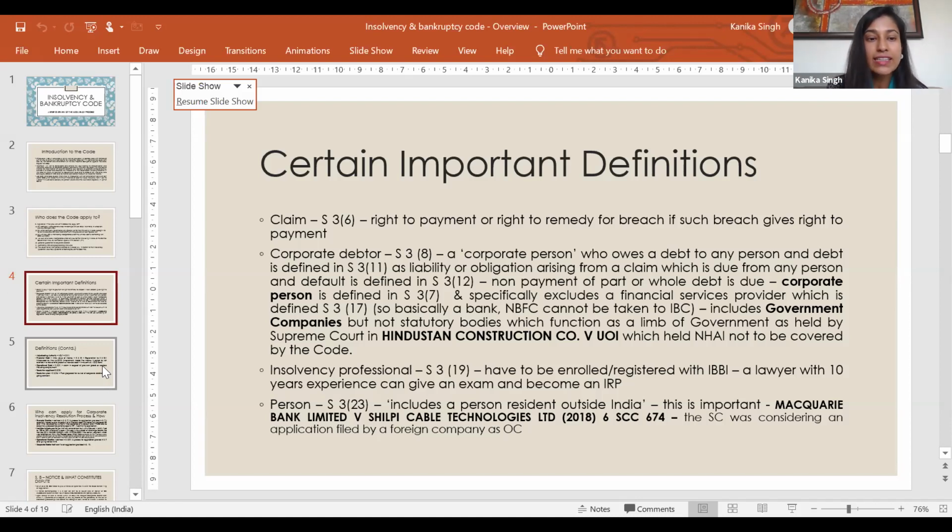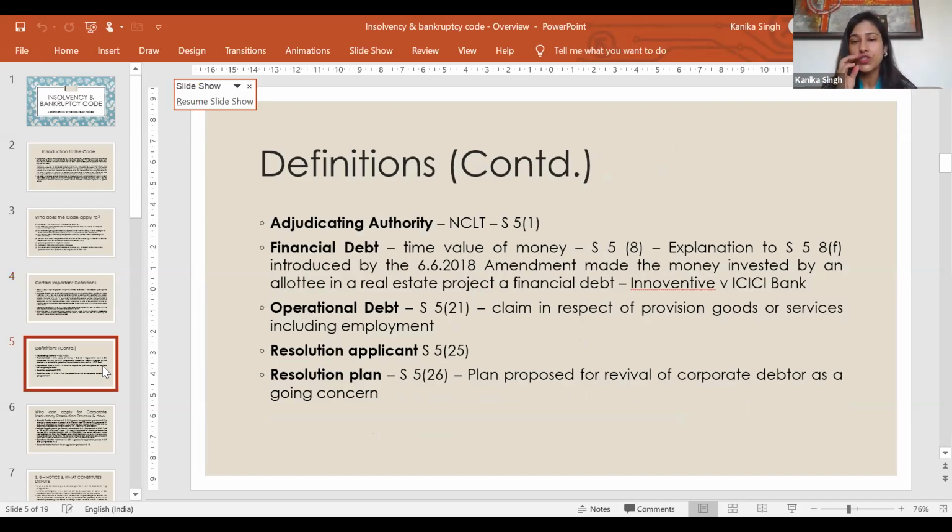We continue a little more on the definitions. Where do we bring an action for an insolvency process? That is before the adjudicating authority. The adjudicating authority is defined in section 5.1 of the code to mean the NCLT, which is the National Company Law Tribunal. The next most important definition, which is actually a very vast definition, is financial debt.